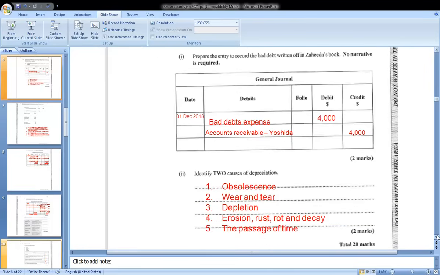The second part says, identify 2 causes of depreciation. 1, obsolescence. 2, wear and tear. 3, depletion. 4, erosion, rust, rot, and decay. And 5, the passage of time. You're only required to select 2. So I've listed 5. Any 2 that you select, you would be rewarded for your answer if you were given this question in the exam. So the entire question 1 is a total of 20 marks. So let's move on to number 2.